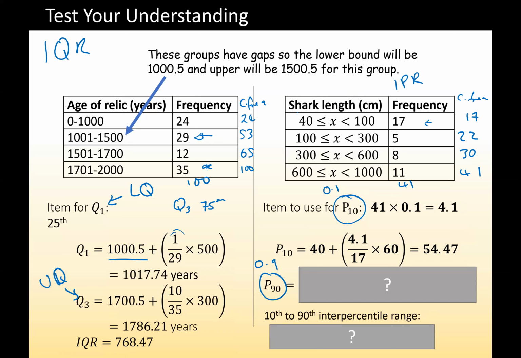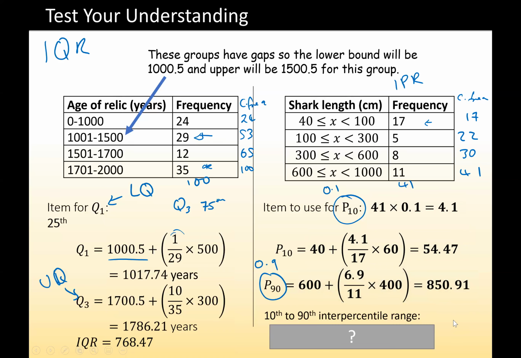We then do the same thing with P90, so the 90th percentile. It's going to be 600, so we're looking in this section here, plus 6.9, because it's the 6.9th piece of data in, or 4.1 back from the end, divided by 11, because that's our class frequency, times by 400, which is our width, gives us 850.91. And finally, the range, subtract, gives us 796.44.